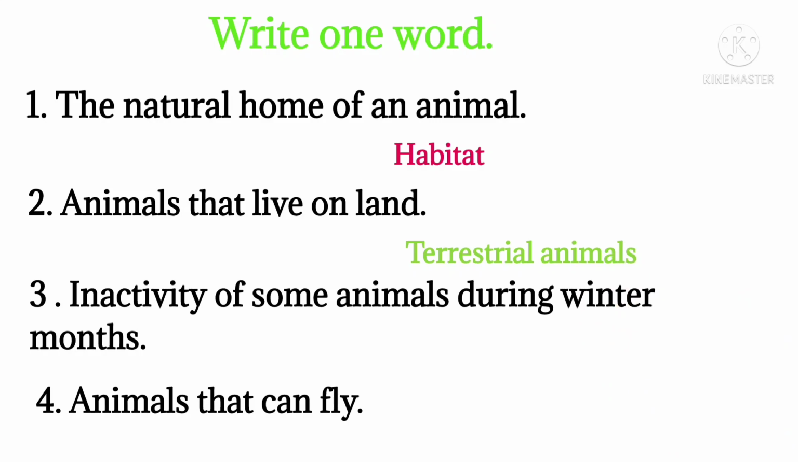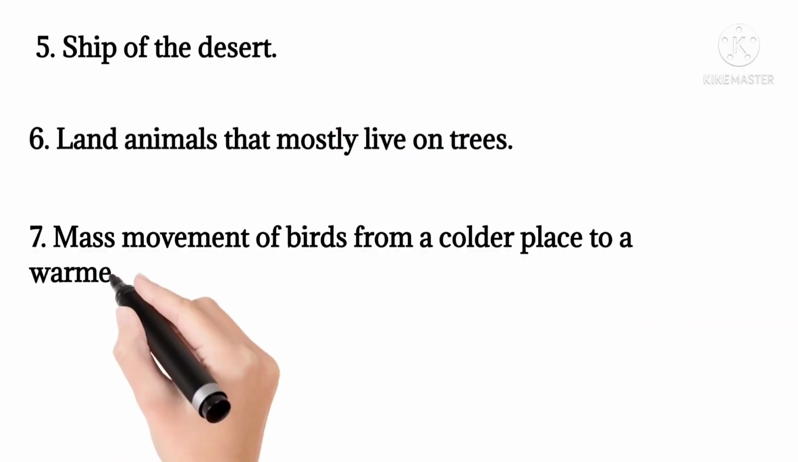3. Inactivity of some animals during winter months, that is hibernation. Animals such as bear, frog, and snake store food in their body and become inactive in extreme winters. This stage of inactivity is called hibernation. Animals that can fly, aerial animals, example birds, insects, etc.